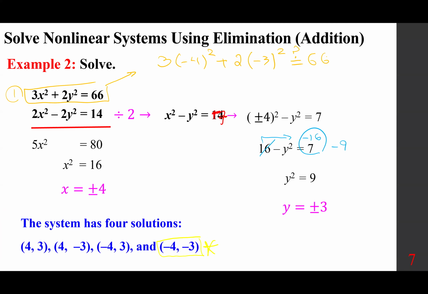Is it equal to 66? So this is 3 times 16. This is 2 times 9. This is 48. This is 18. And they add up to 66. That works. You really have to check all of it. And again, as I've mentioned before, it's really easy to check, as you know. So it's really a good practice to do so, because with math you can do that.